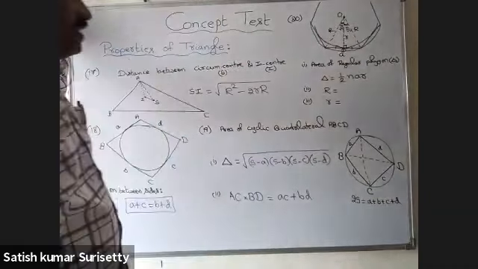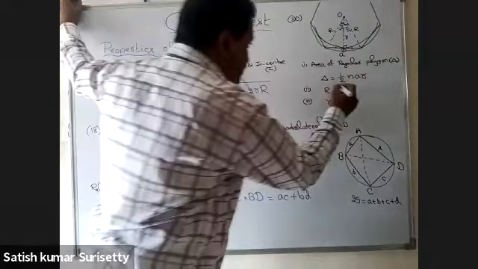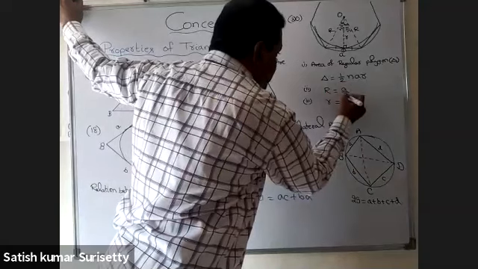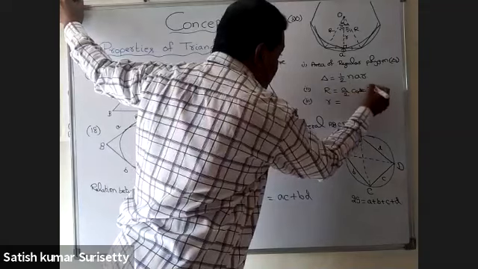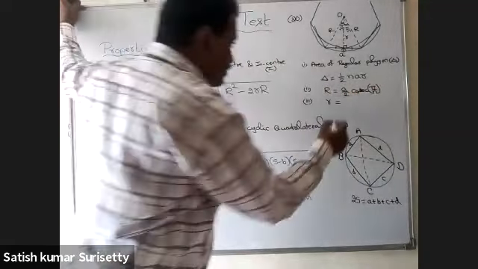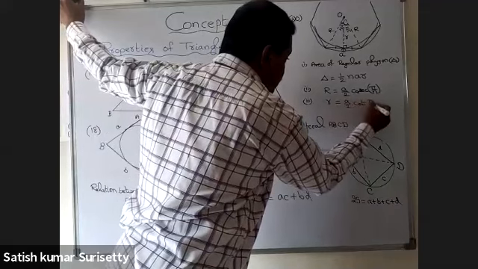So using trigonometry, you can derive the formulas for capital R and small r. Capital R becomes a by 2 cosecant of pi by n, and small r equals a by 2 cot of pi by n.